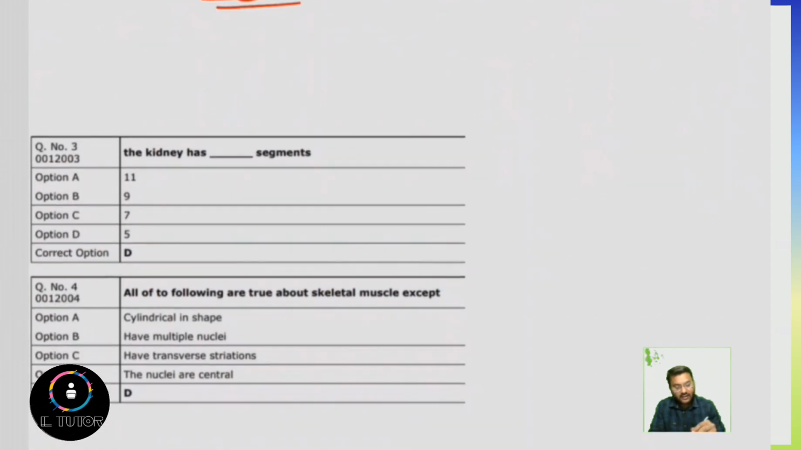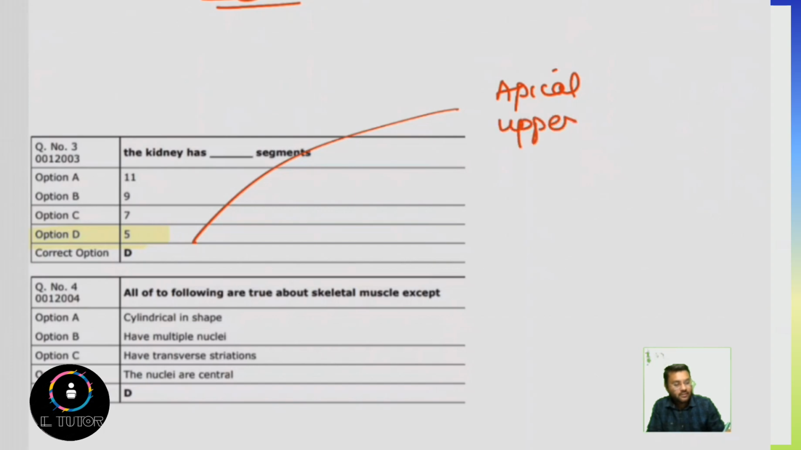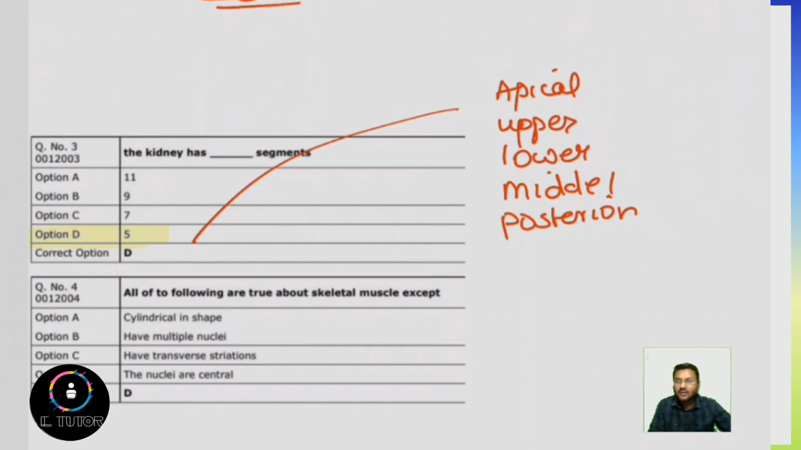The kidney has how many segments? So the answer will be option number D. Five segments are there in the kidney. What are these segments? One is apical, upper, lower, middle, and posterior. These are the 5 segments which are present in the kidney. Option number D will be the correct answer.